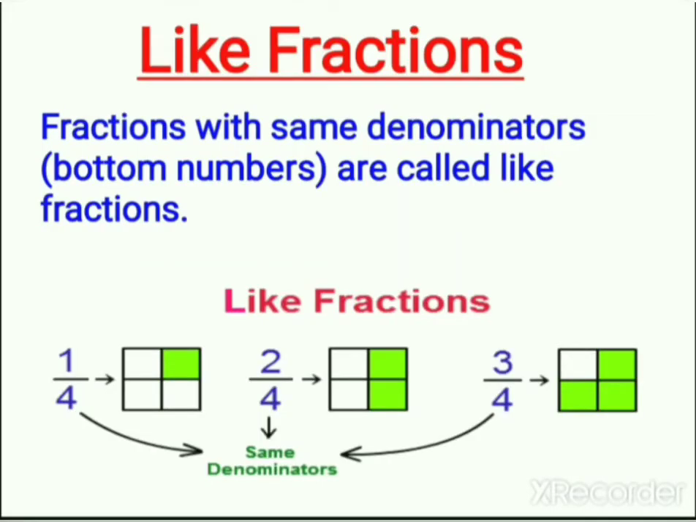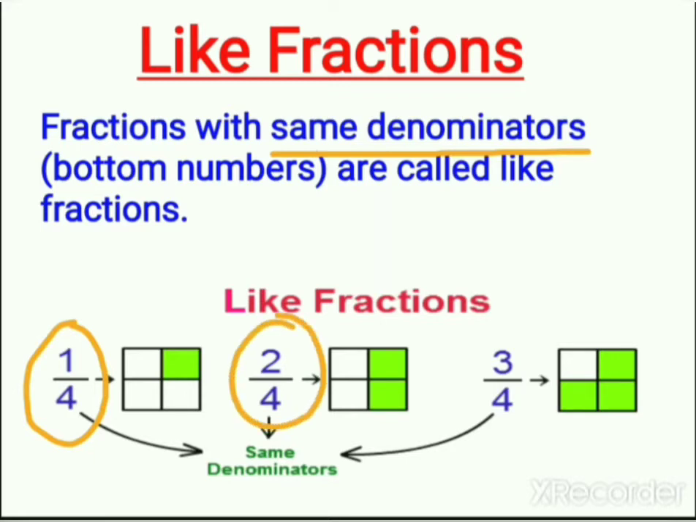Next is like fractions. Fractions with the same denominator are called like fractions. This is 1 by 4, meaning out of 4 parts, 1 part is colored. Out of 4 parts, 2 parts are colored. Out of 4 parts, 3 parts are colored. In each fraction, the denominator is the same, that is 4. So 1 by 4, 2 by 4, and 3 by 4 are like fractions.